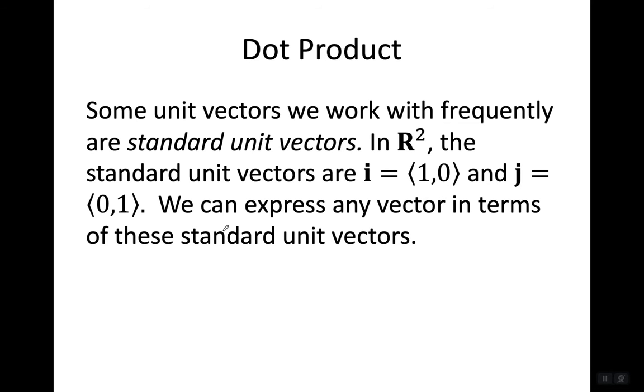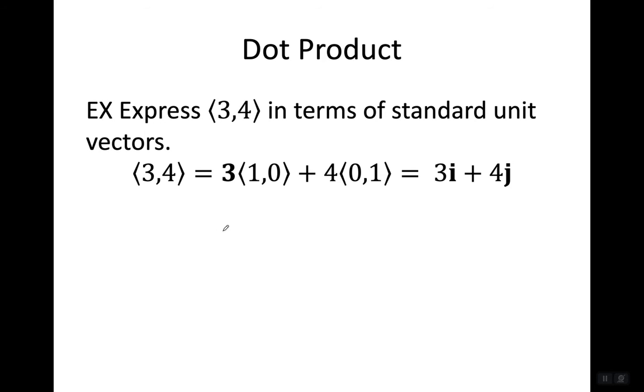Some unit vectors we work with frequently are standard unit vectors. In R2, the standard unit vectors are i equals 1, 0, and j equals 0, 1. We can express any vector in terms of these standard unit vectors. For example, express 3, 4 in terms of standard unit vectors. Oh, that's just 3 times 1, 0 plus 4 times 0, 1. In other words, 3i plus 4j.